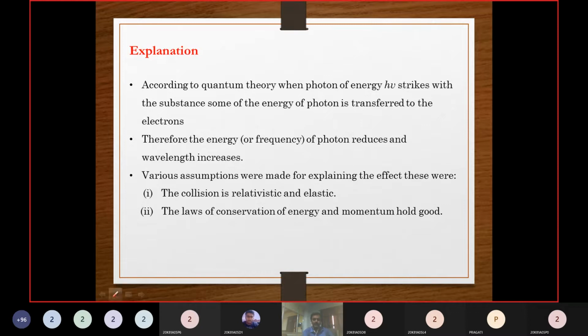Here we have to consider some assumptions. What are those assumptions? The collision occurs between the photon and the electron. That collision is relativistic and elastic, and the laws of conservation of energy and momentum hold good. These are the assumptions we are taking here.